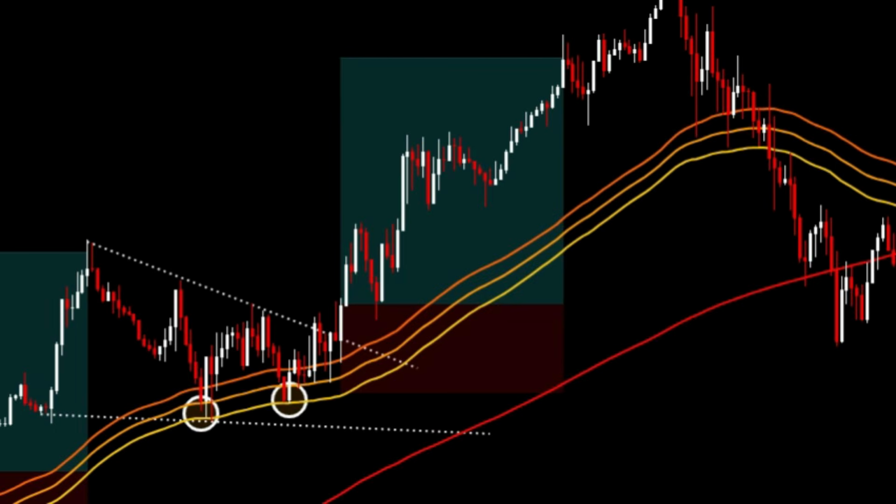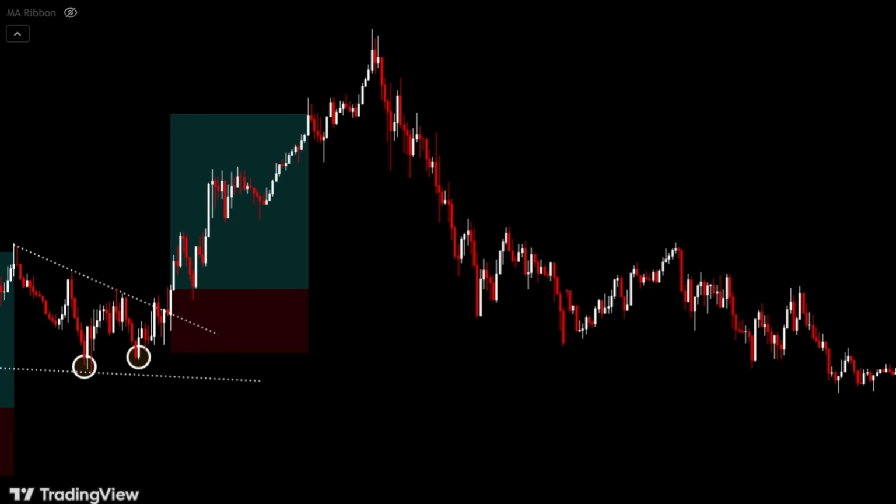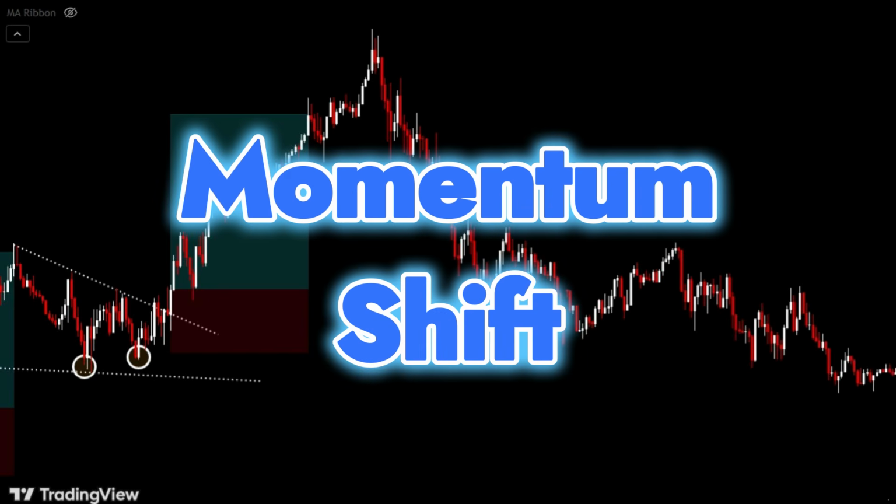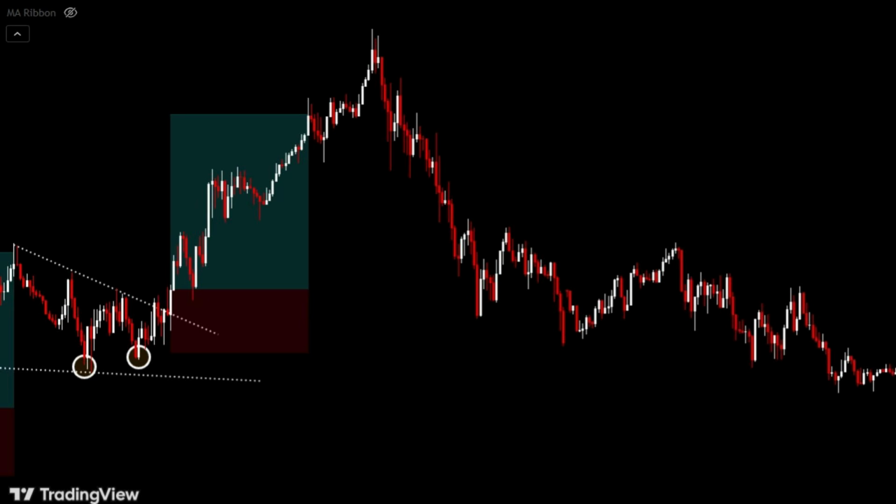But trends don't just last forever. Eventually, you'll notice the candles start moving down sharply, forming a lower low compared to the previous major trend's low, and that is a sign of momentum shift from bullish to bearish. Now we switch our focus to short opportunities.